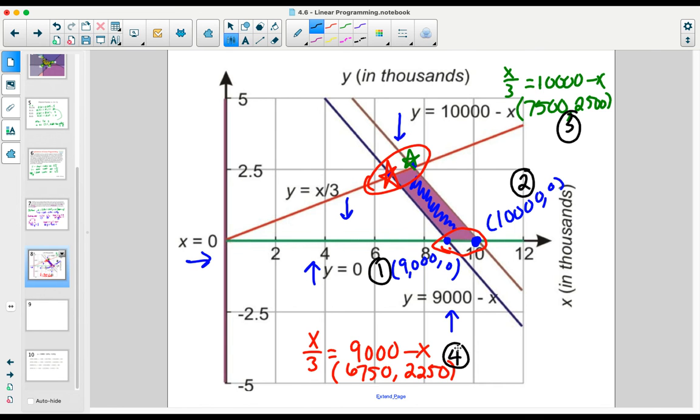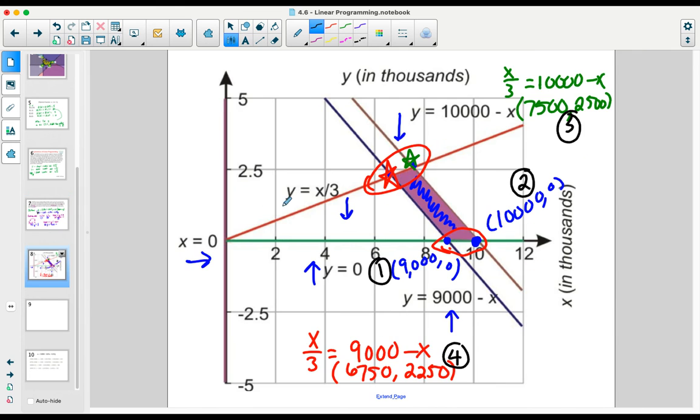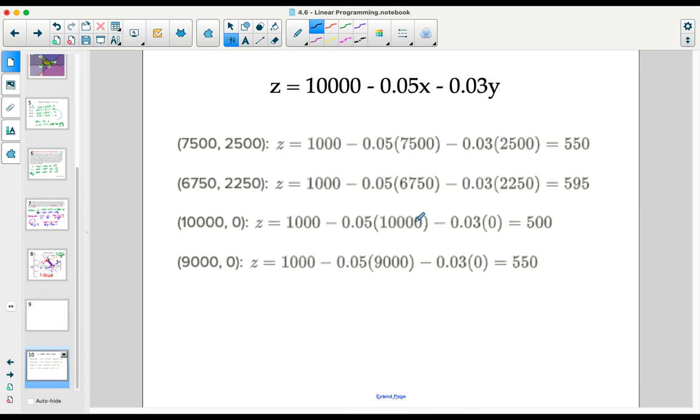Testing those 4 points is a matter of just going back to our objective function. We're going to use the trimmed down version of the objective function after we did some simplifying. And we're going to substitute those 4 points into that objective function. And this is what it would look like. So here's our 2 that were on the x-axis. They got us returns of $500 and $550. Here's one of our intersections. That got us $550. And then this one is going to prove to be our maximum.